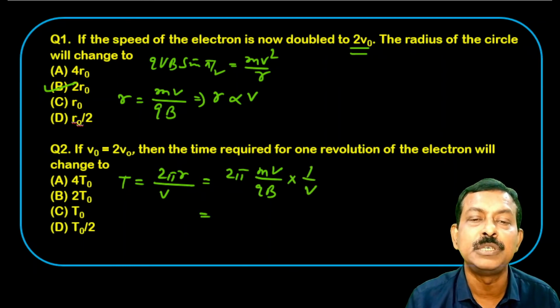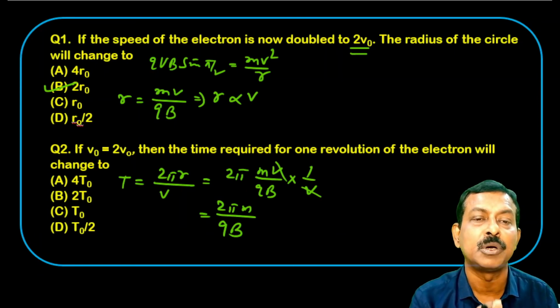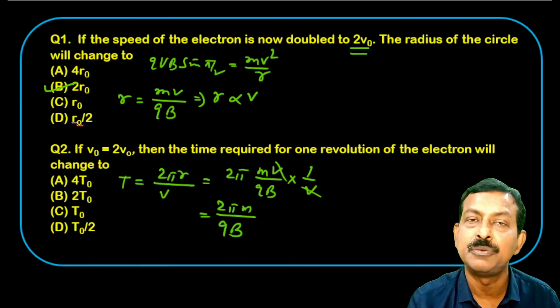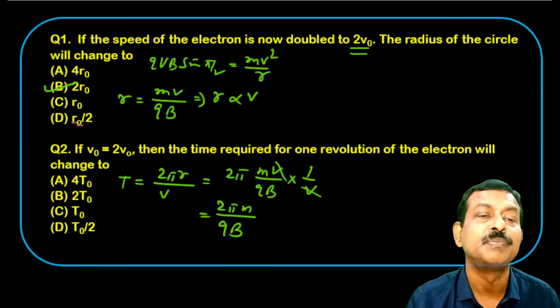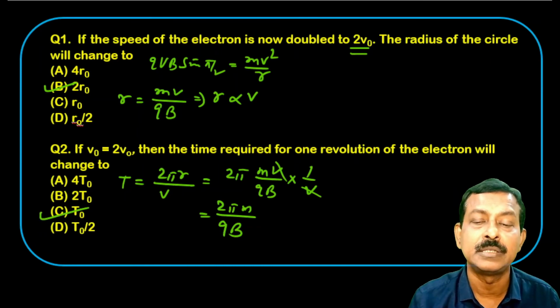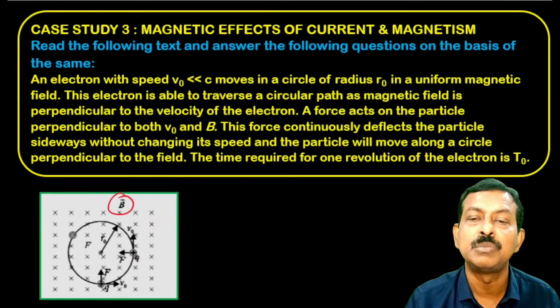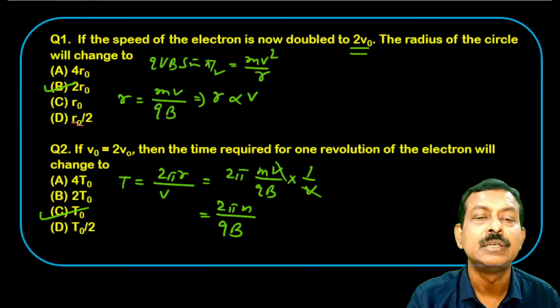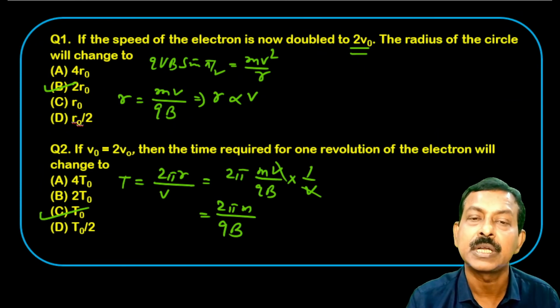So in that case, v will get cancelled, and now it is 2πm by qB. Now you can see that this does not depend upon the velocity. The time period will be independent of the velocity and also of the radius of the circular path. So in that case, it will remain T naught, because it was mentioned earlier in the statement that the time period of revolution of the electron is T naught. So in that particular context, it will remain the same, so the third option is the correct one.